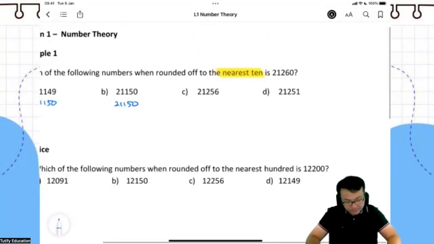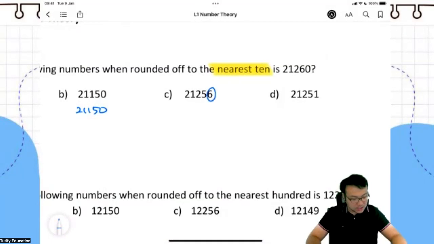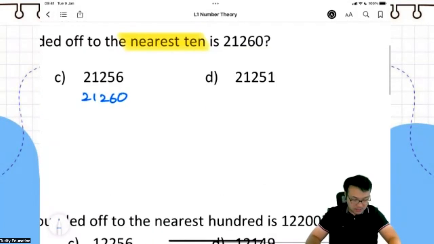The next one, look at the ones digit. It is bigger than 5. So you round up. Okay, it is 5 or it is greater than 5. You round up. You get 60. Okay, the first few digits do not change, right? Only this is affected. It becomes a 6. Now, this is smaller than 5. So we round down.